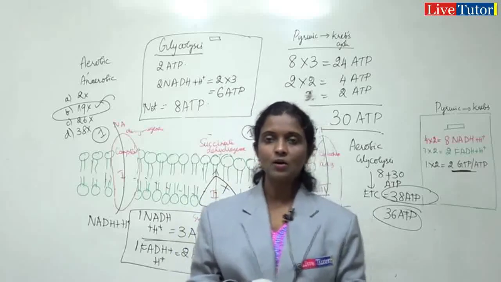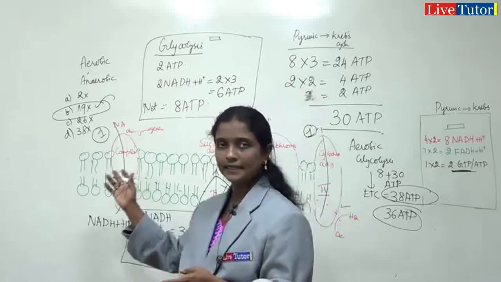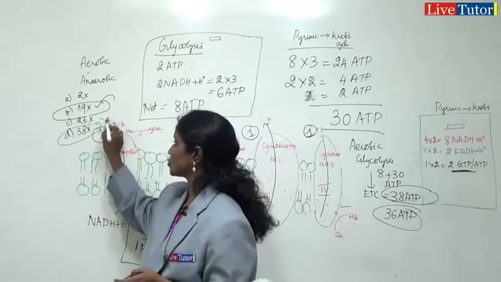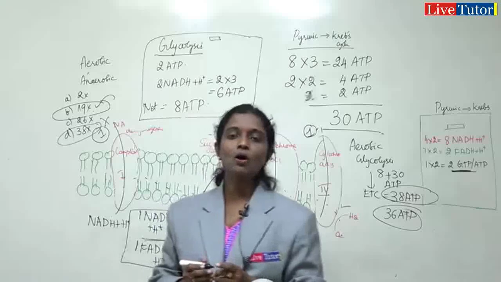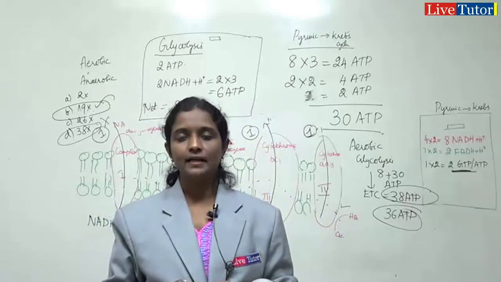Have we answered now? I think I got an answer as 32 or 38x. No, it is not that efficient. So this is wrong. The answer should be 18x or 19x. 19x or 18x is the answer for this.